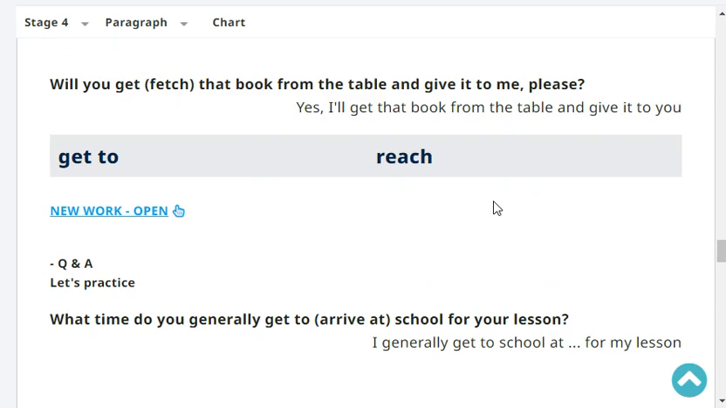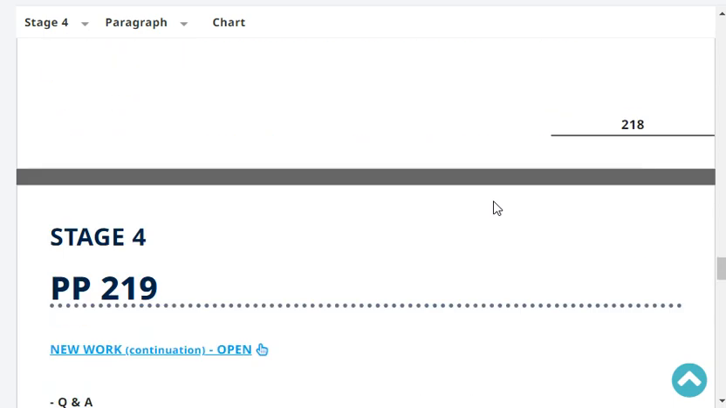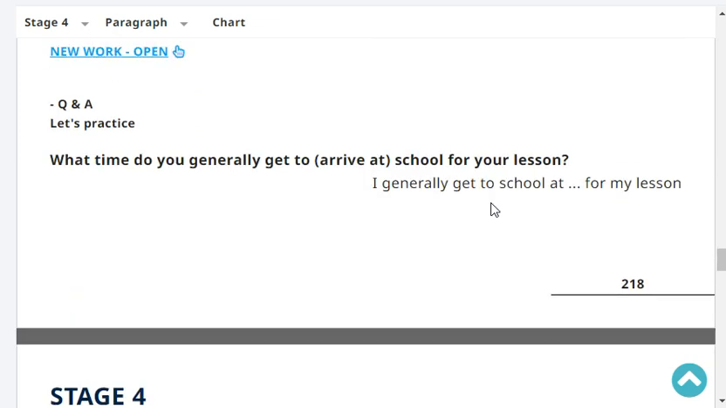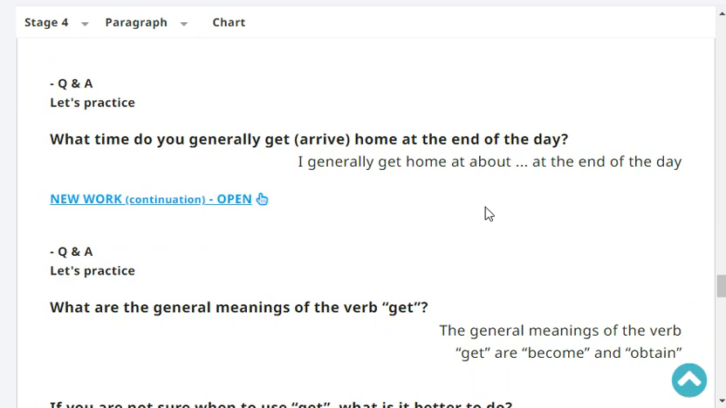Get to reach. What time do you generally get to school for your lesson? I generally get to school at 8 a.m. for my lesson. What time do you generally get home at the end of the day? I generally get home at about 7 p.m. at the end of the day.